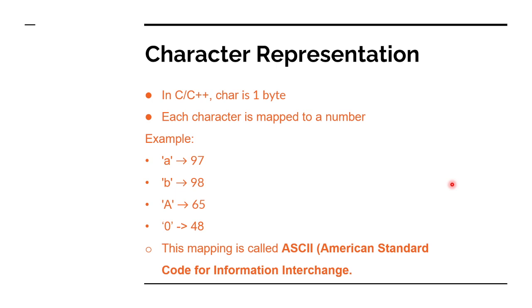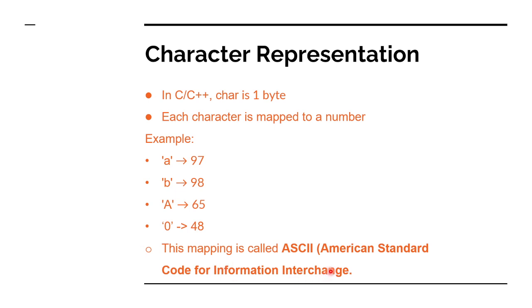So now in C or C++, we can represent a character with just 1 byte. 1 byte means what? 1 byte means 8 bit, right? Of course, 8 bit. Each character is mapped to a number. For example, if we see the small a character, then its corresponding number is 97. If we print a with integer value, it will print 97. If we print b, it will print 98. If you print capital A, it will print 65. If you print zero character, then it will actually print 48.